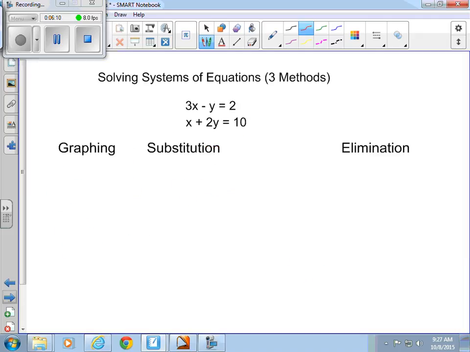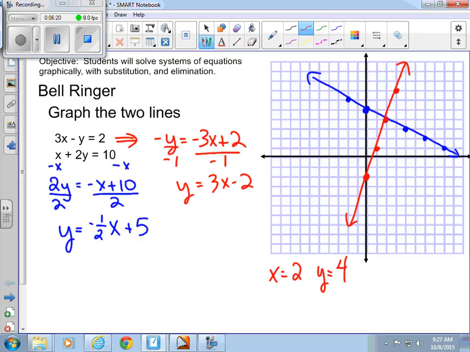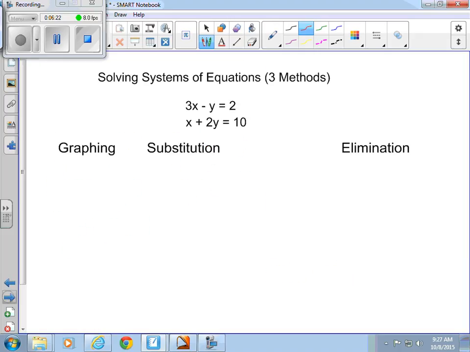So we're going to solve this set of equations 3 ways. We already did it graphically, right? This is the same one as well. We got x equals 2 and y equals 4. So now we're going to do 2 other options, and that's substitution and elimination. How many of you remember doing this in another class? New to most of you.